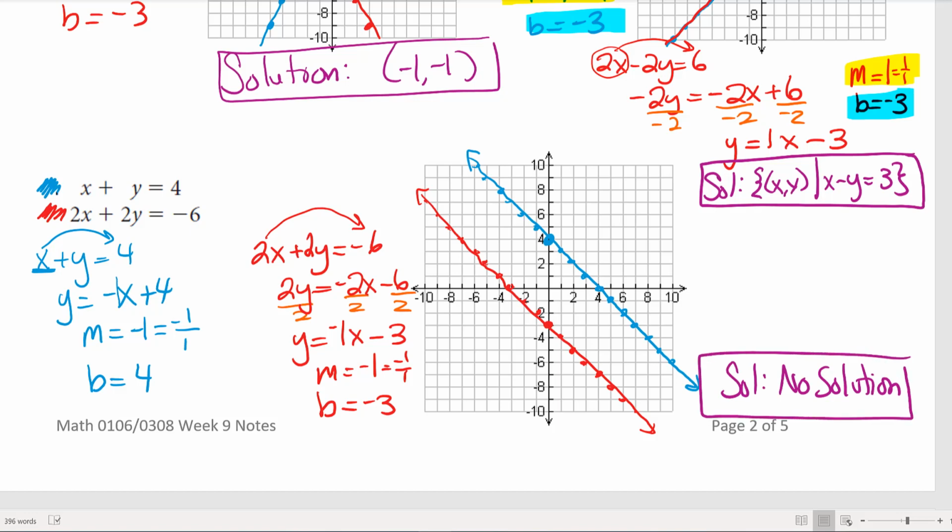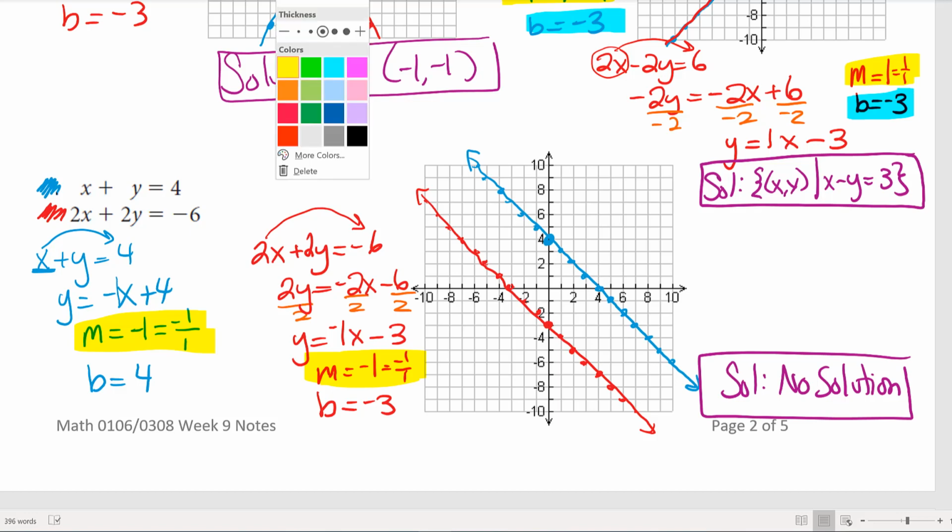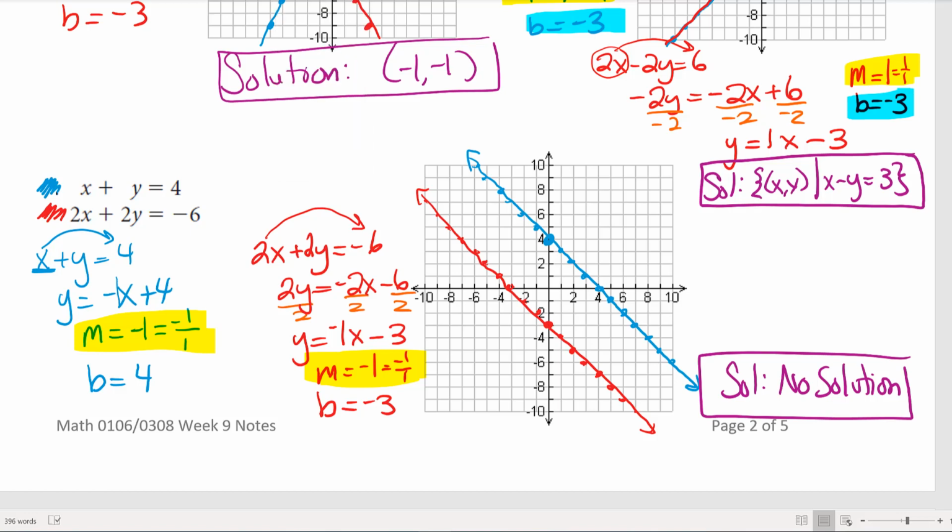One way we could have realized that is if you looked at the slopes, which are both negative 1. So they're both going in the same direction. But also, very importantly, the y-intercepts are actually different. So because the y-intercepts are different, they're never going to match. The slopes are the same, but the y-intercepts are different. Therefore, it's going to be no solution because they're never going to cross. They start at different spots and walk in the same direction.